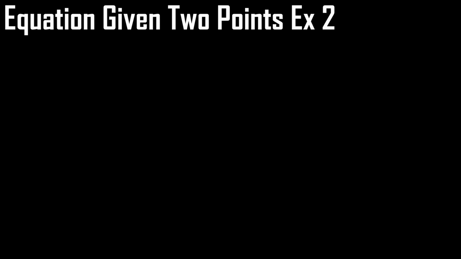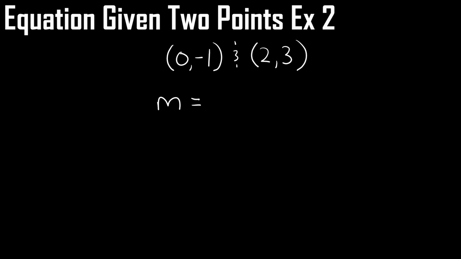Now let's say we're given the 2 points (0, -1) and (2, 3). We'll start again by finding slope. So m equals y2, which is 3, minus y1, which is -1, so this will become +1, over x2, which is 2, minus x1, which is 0. This is 2.